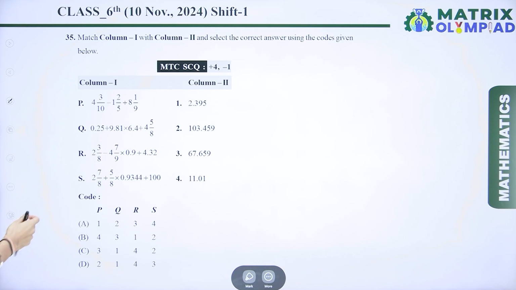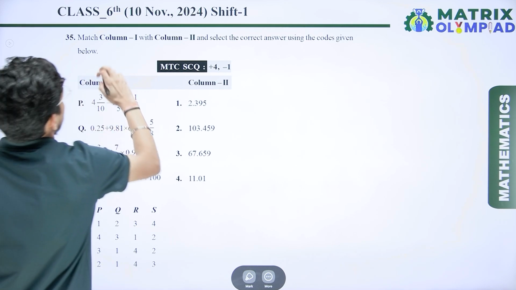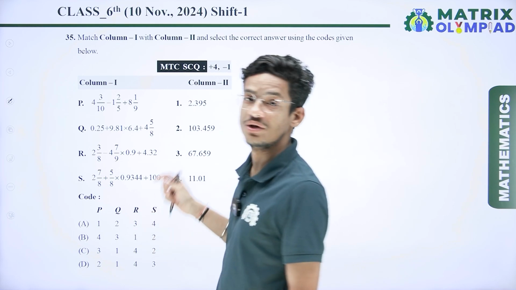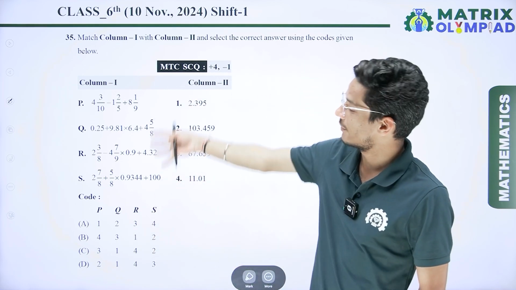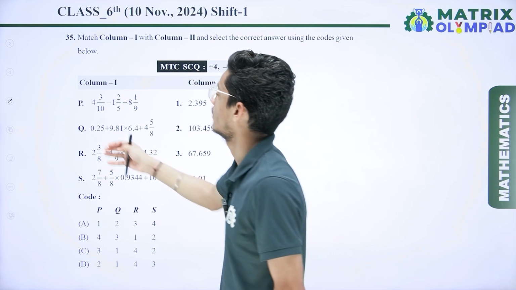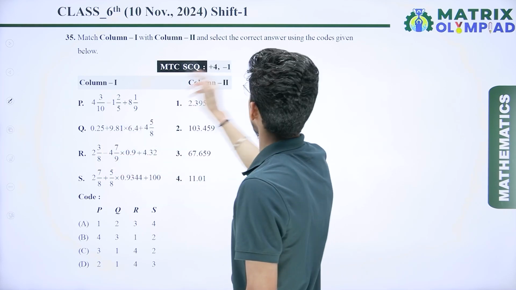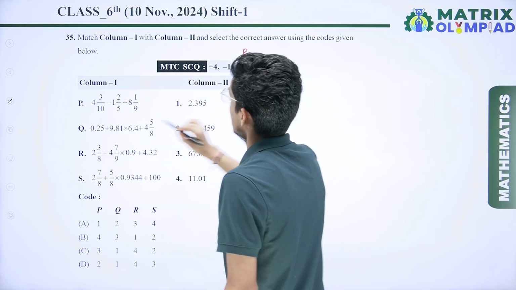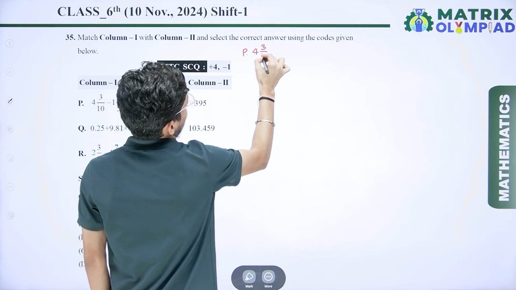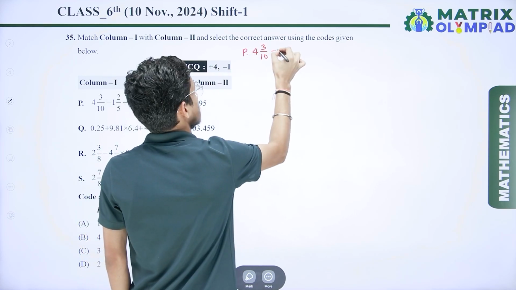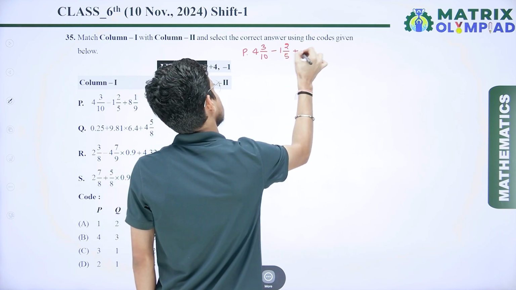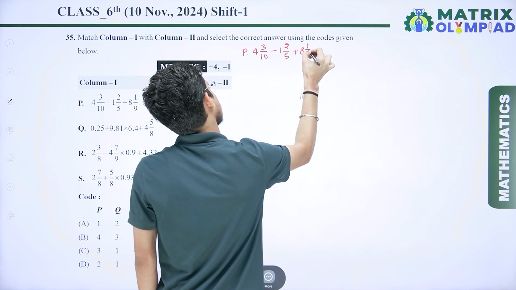Now if I talk about the next question, that is match column 1 and column 2 and select the correct answer using the code given below. Here we have column 1 and here we have column 2. We have to first solve column 1. So in column 1 we have P, that is 4 and 3/10 minus 1 and 2/5 plus 8 and 1/9.